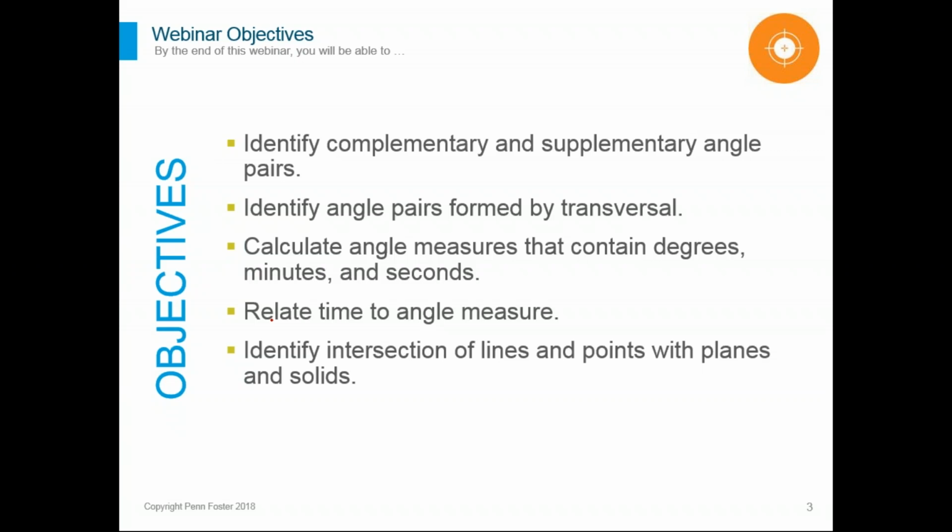So we're going to go over complementary and supplementary angles. We're going to go over the system of parallel lines cut through by a transversal. We're going to look at how to calculate angle measures using degrees, minutes, and seconds. Time to angle measure, we're going to learn how to relate that. And also we will look at what happens when planes intersect solids, and what is the result of the intersection.